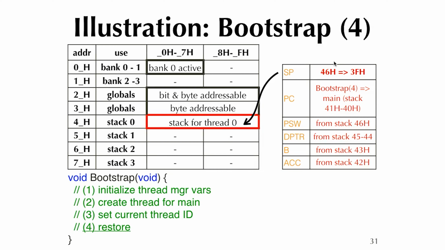So what do you do? You do a return. And then what does return do? Pops off the return address, which is main, and jumps to main. That's how you bootstrap a thread. Okay? Everybody follows? Probably not, but stare at it a few times and you'll get it. It's really not that hard. Okay?